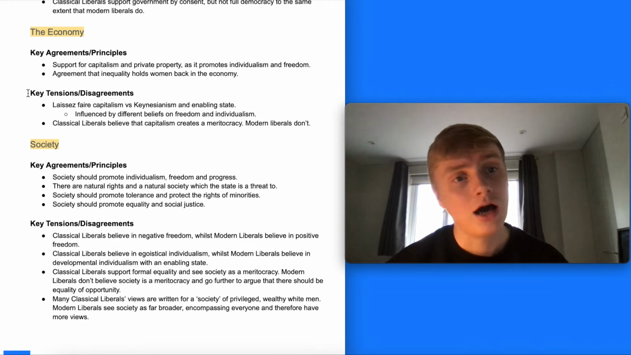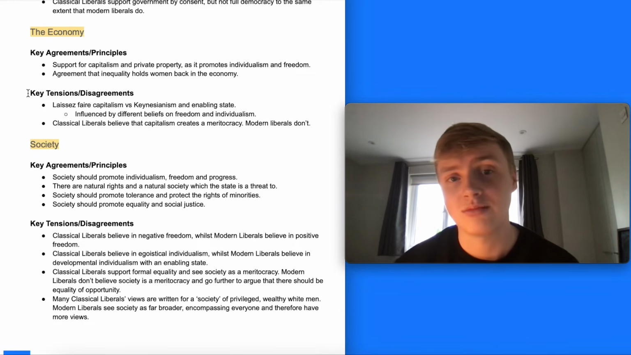In terms of the economy, key agreements are support for capitalism and private property, as it promotes individualism and freedom.